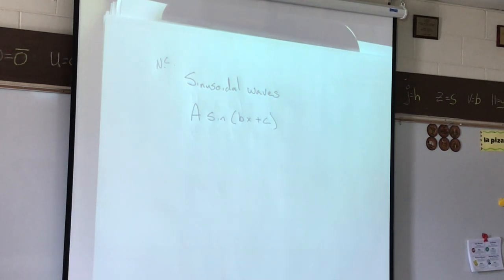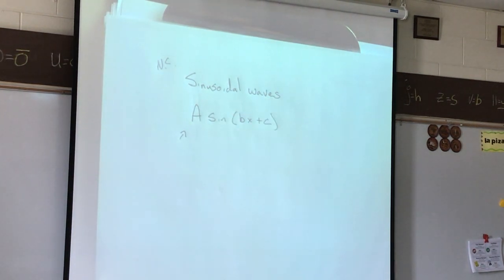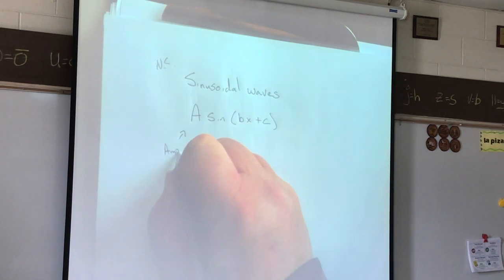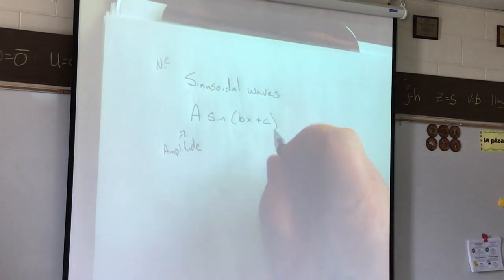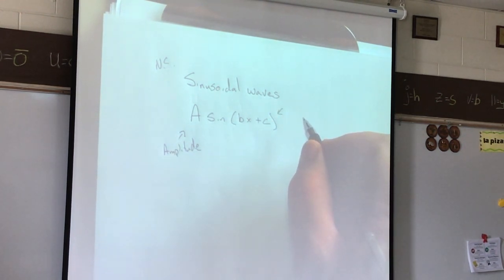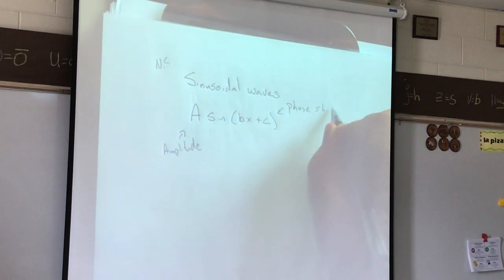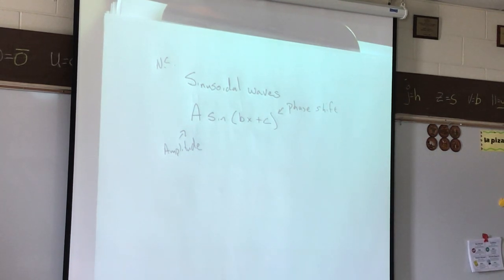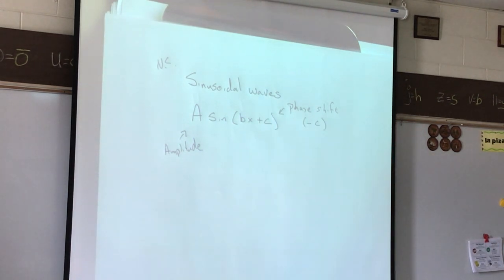The A, which should be pretty easy to figure out, is what, Carson? Thank you. The C gave me what? The phase shift. But the answer wasn't really C. What was the math that I had to do for it to get the phase shift? It's H. It was minus C, right?